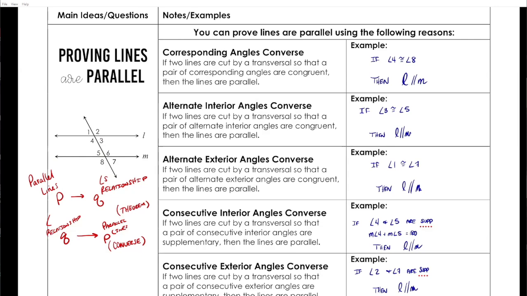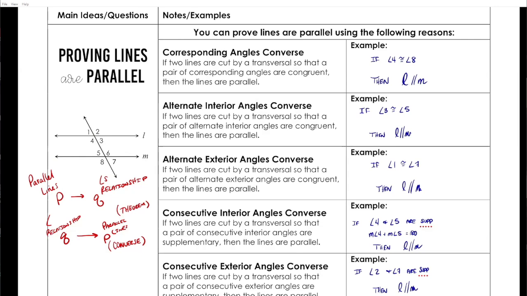Same is true for alternate interior. If 3 is congruent to 5, opposite sides of the transversal inside my lines, if those are congruent, then line L is parallel to line M. Remember that the double slash means parallel. 1 and 7, alternate exterior, opposite sides of the transversal, outside of my lines. 4 and 5, same side interior. 2 and 7, same side exterior. If those relationships exist, then the lines must be parallel.